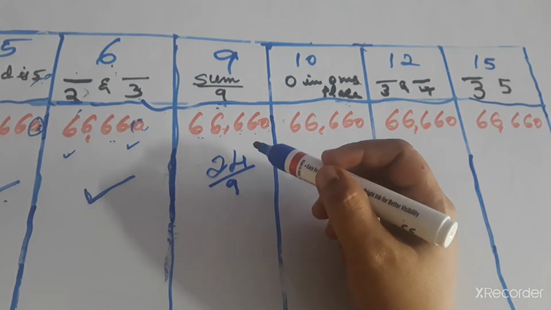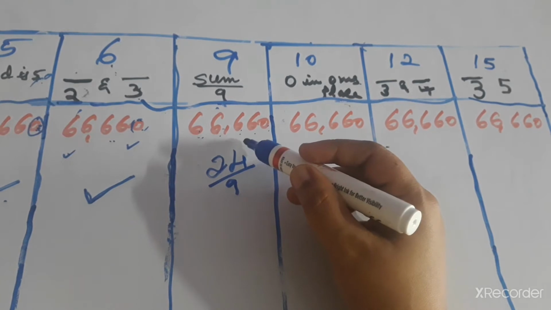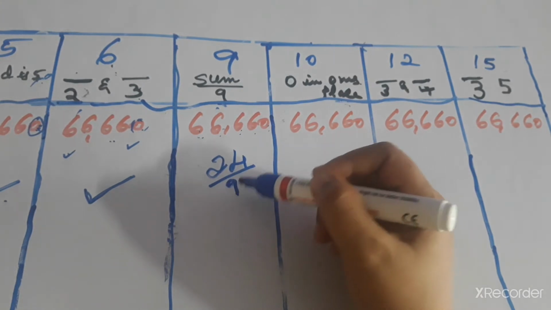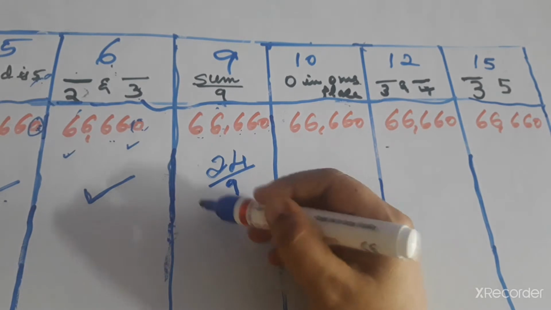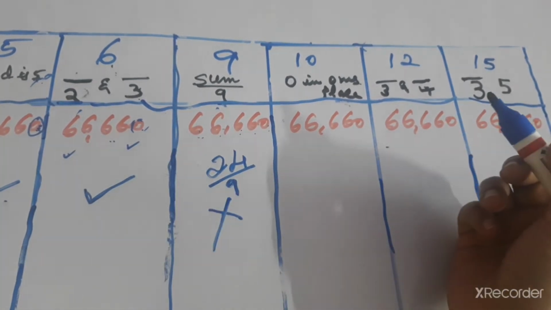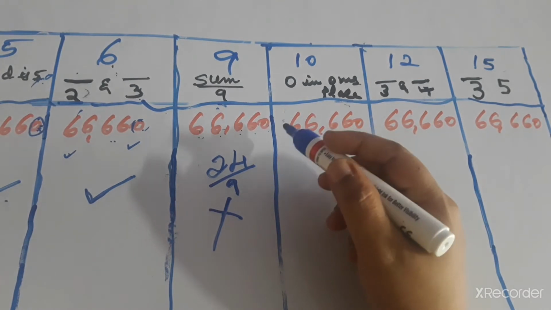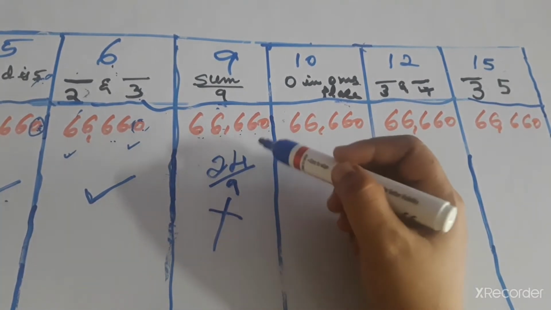9 3s are 27. 9 2s are 18. We are getting a decimal point. Here, we should not get a decimal number. After dividing we have to get a whole number, so it is not divisible by 9. That number is not divisible by 9.